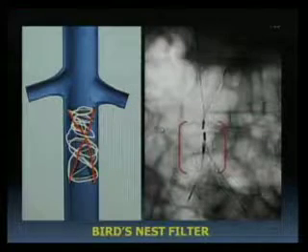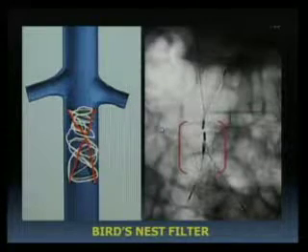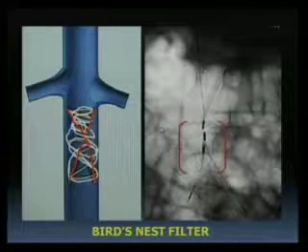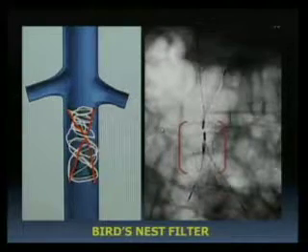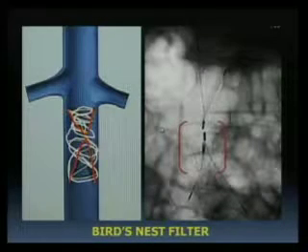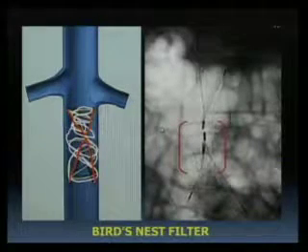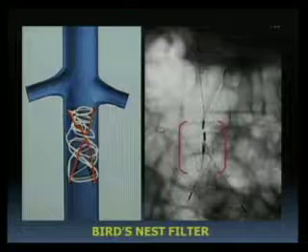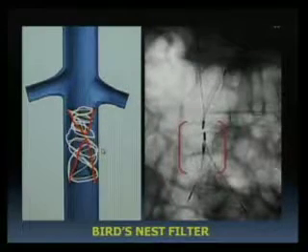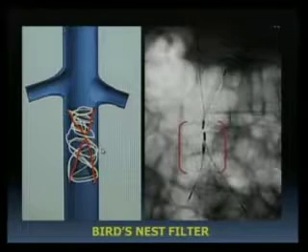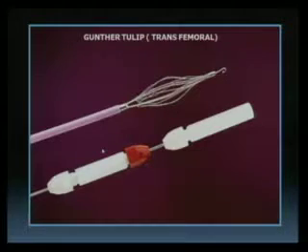The problem with this is that you cannot really control the deployment of the nest. Sometimes with the flow, they can prolapse into the right atrium, especially if you place them suprarenal. So as much as possible, you should not place them suprarenal, because with the flow, the nest, the wire, could prolapse into the right atrium. Then they're still being used.